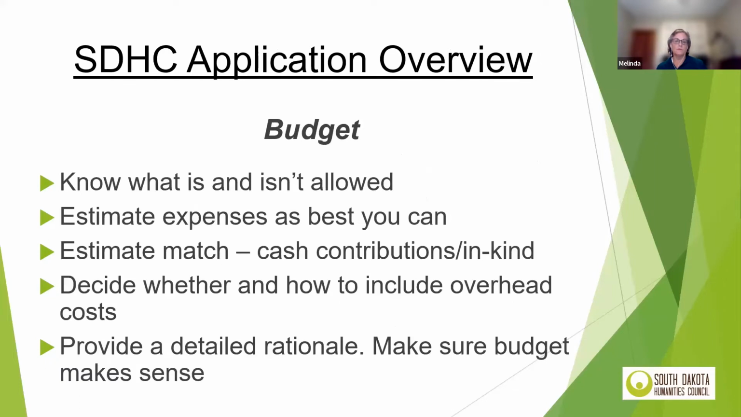The budget. First of all, you need to know what is and isn't allowed. Check our grant guidelines for details about this. Get as close as you can to what you believe your expenses will be, what you will request from SDHC, and what you expect to have as your match. Decide if you want to include overhead costs and know how you will do that. There's also a space on the budget form for you to provide a rationale.